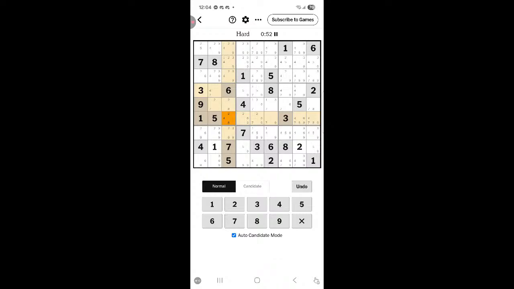8, 7, 2, 4, 7, 8, 7, 8, 6, 6, 3, 3 in the column, the row, whatever. It's somewhere. It's eliminated elsewhere. 7, 9, 7, 9, 5, 9, 5, 9.